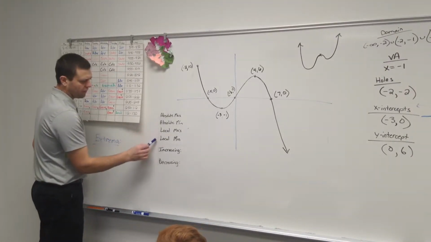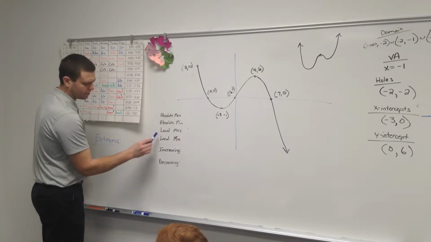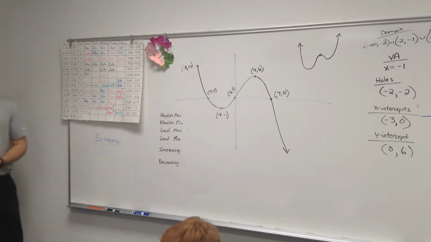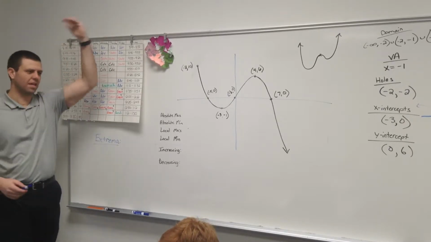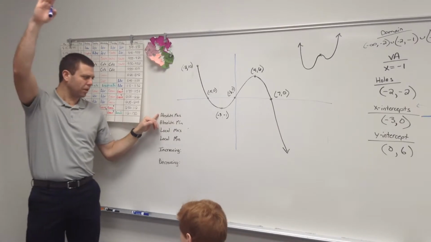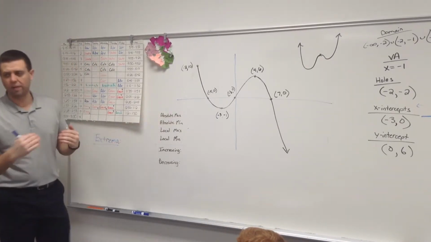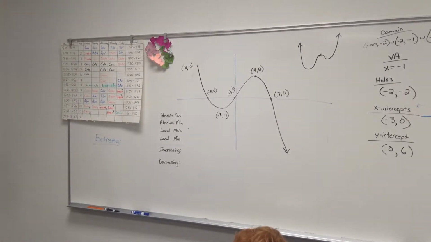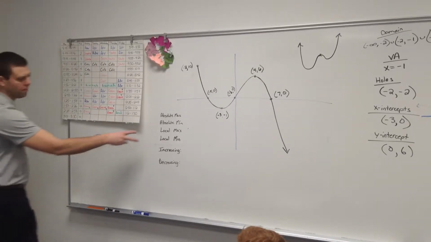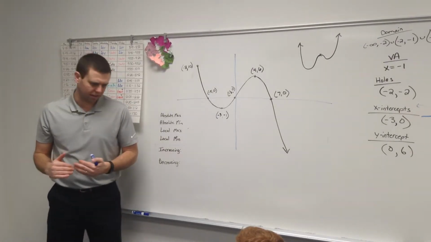There are 4 things you will find as far as extrema: absolute maximums, absolute minimums, local maximums, and local minimums. Absolute max means the highest point ever on that function. The lowest point ever on a function will be your absolute minimum, or your lowest value. A graph does not have to have absolutes, so sometimes your answer is none.